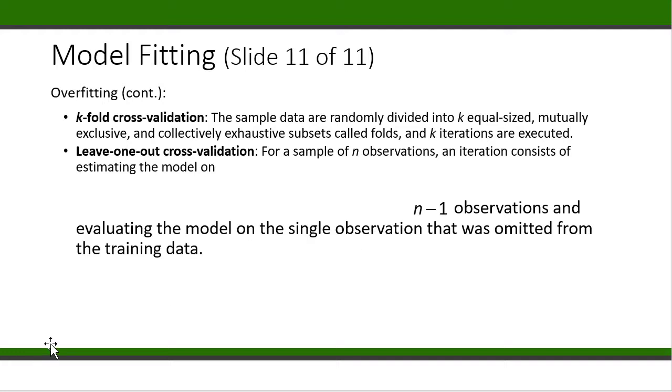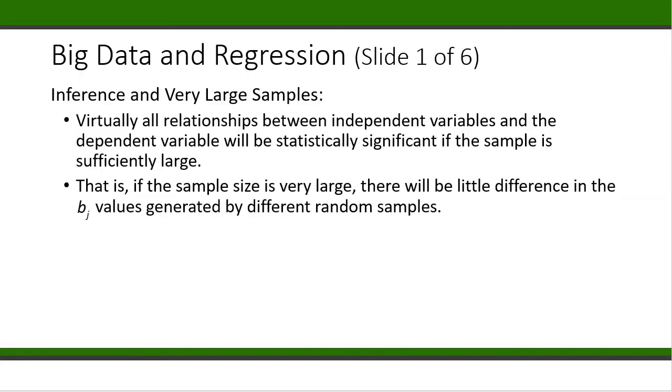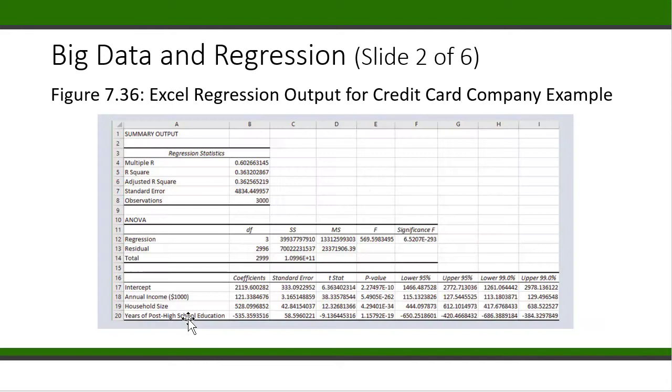And then we have some things to talk about in terms of big data and regression, and we've said a lot about that previously, given that if you have a huge amount of data, almost everything becomes significant. And so the way that impacts your model is that there will be little difference in the beta values generated by different random samples. So each beta 1 would be very similar from the different random samples, beta 2, and so on.